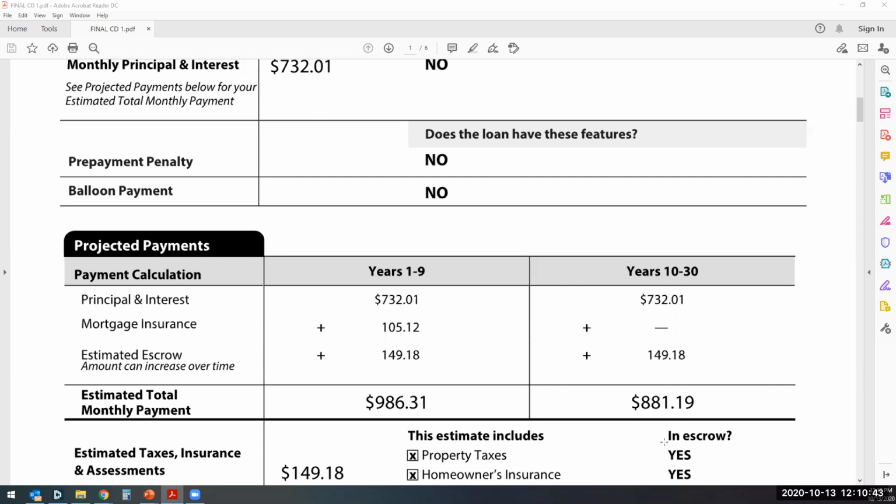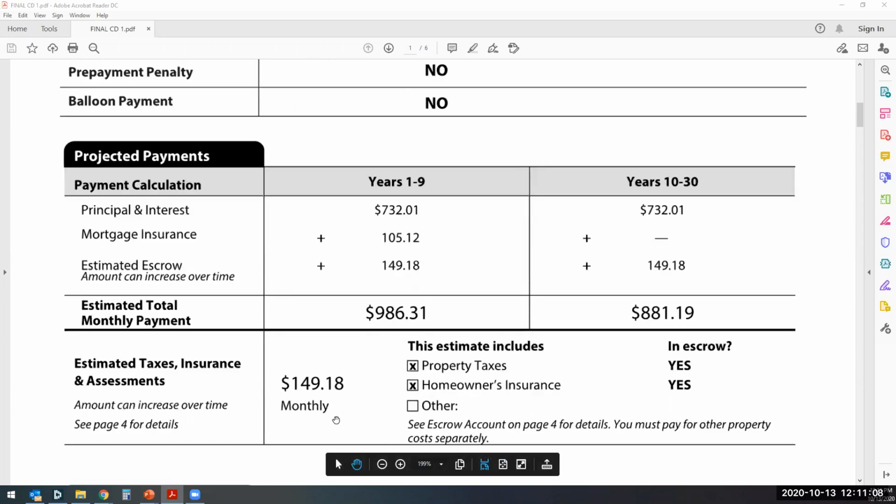So when the client asks you, is my monthly payment going to go up? A lot of people say, no, it will never go up because it's a fixed rate. It's very important for them to know principal and interest will never go up because it's a fixed rate. But mortgage escrows might go up. So the monthly payment can change.